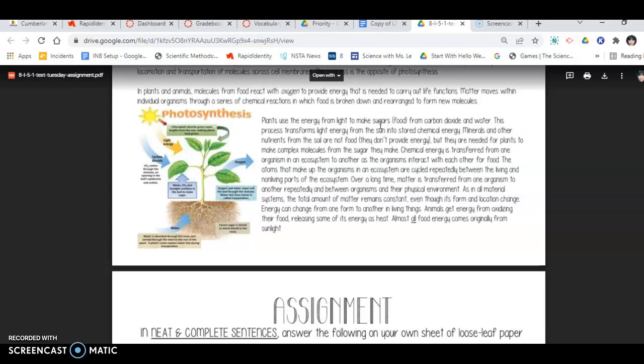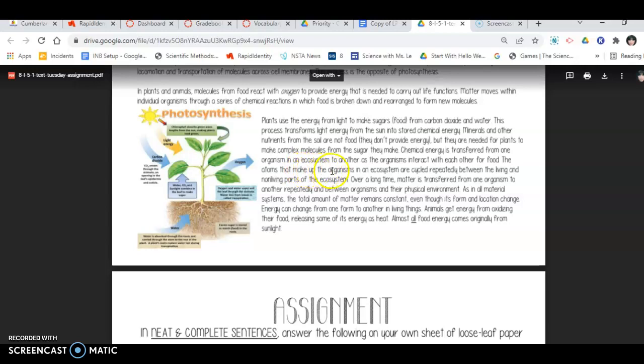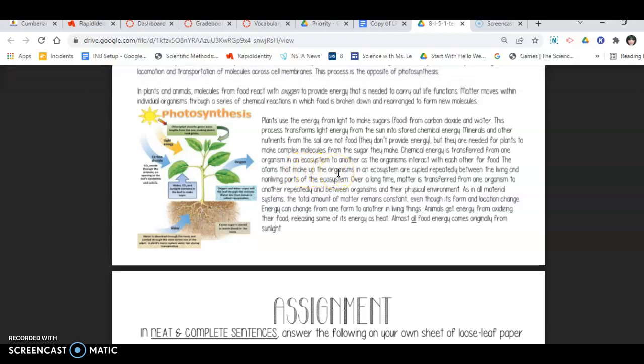Minerals and other nutrients from the soil are not food. They don't provide energy, but they are needed for plants to make complex molecules from sugar. From the sugar they make, chemical energy is transferred from one organism in an ecosystem to another. As the organisms interact with each other for food, the atoms that make up the organisms in an ecosystem are cycled repeatedly between the living and non-living parts of the ecosystem.